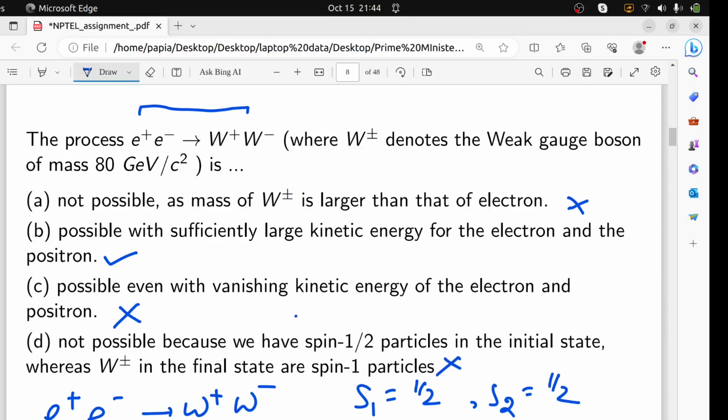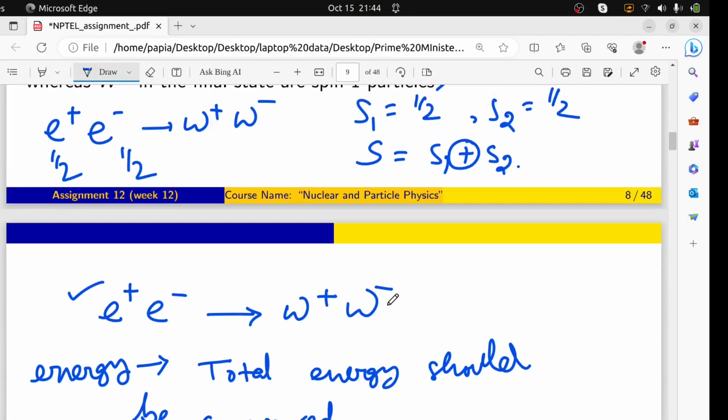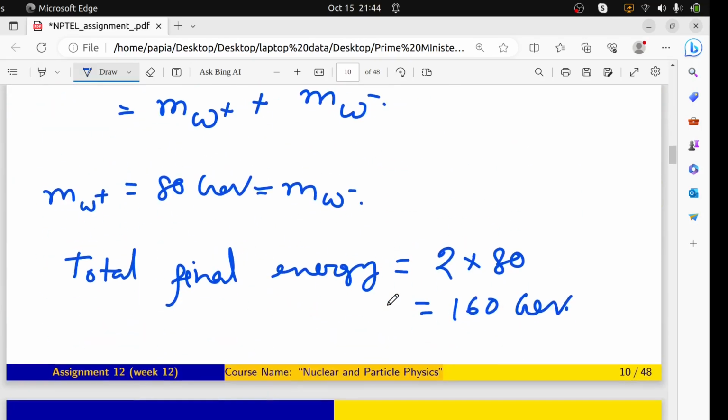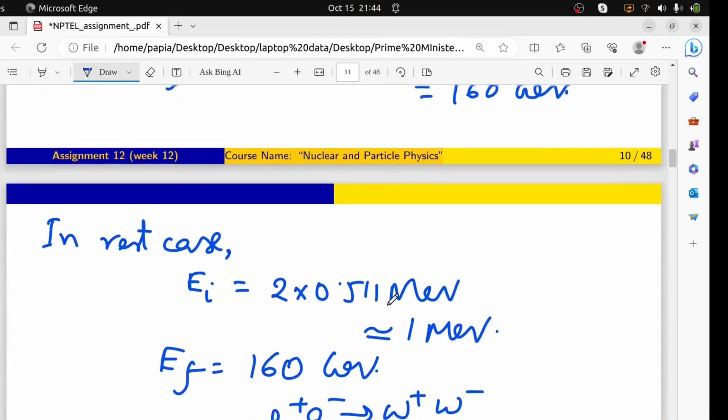Even if the spin of E plus E minus is half and W plus minus is 1, in that case also we can have the reaction. Okay. So the correct answer for this question will be D. I think it's understandable. It's very simple. I have just explained a little bit more here.